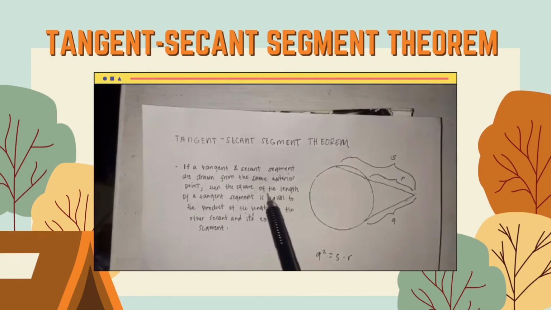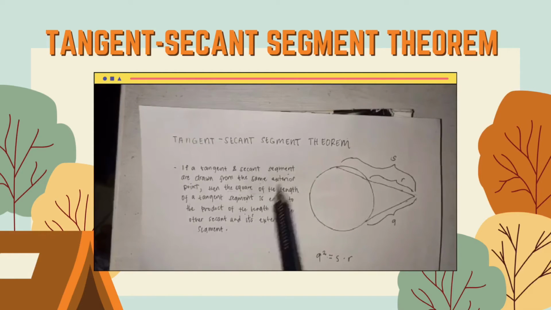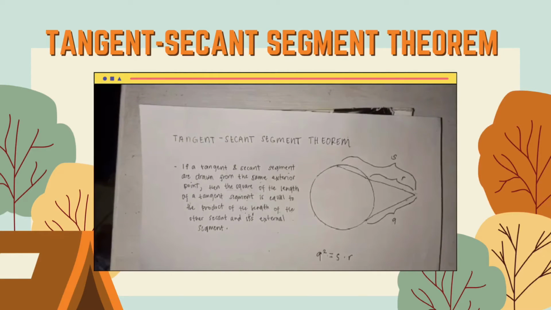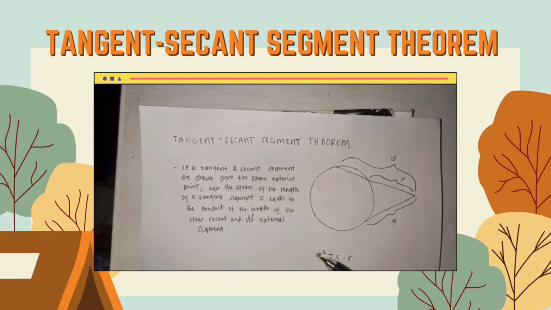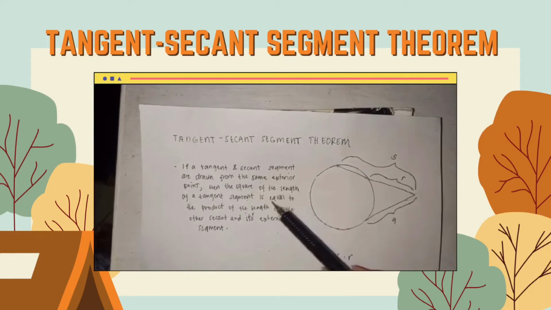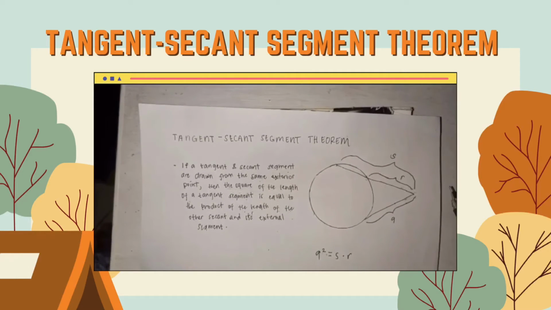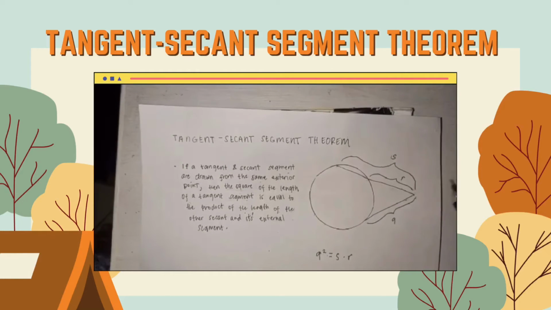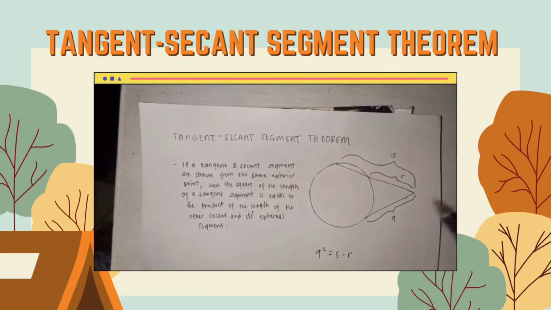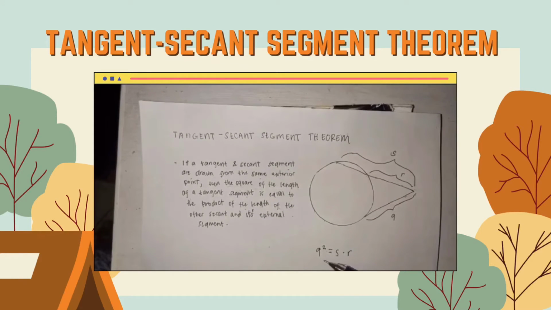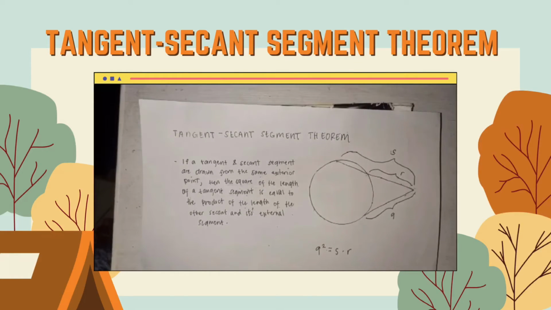So the square of the length of the tangent segment. Our tangent segment here is q. So we'll have q squared is equal to the product of the length of the other secant, which is s, our total length, times its external segment, which is r. That's why we'll have x squared equals s times r. So let me give you an example regarding this theorem.